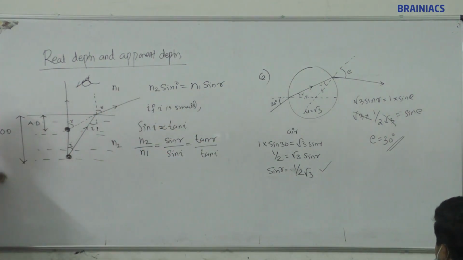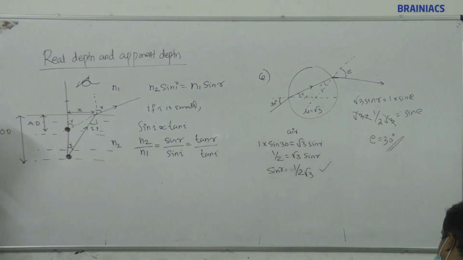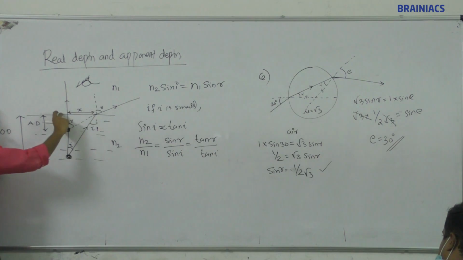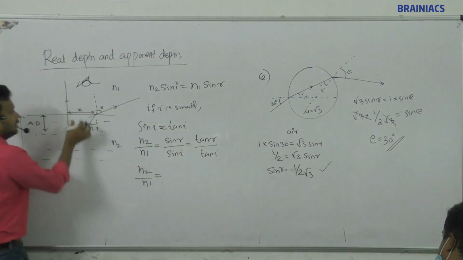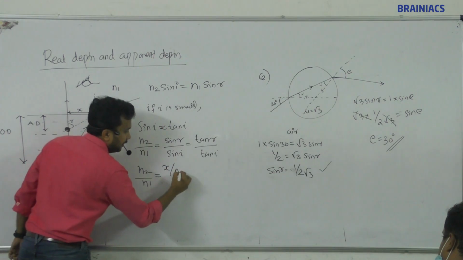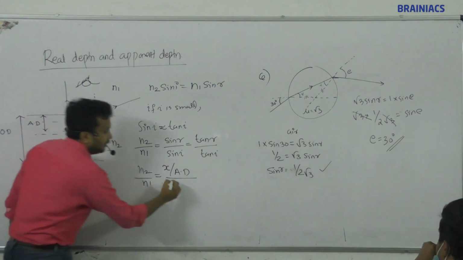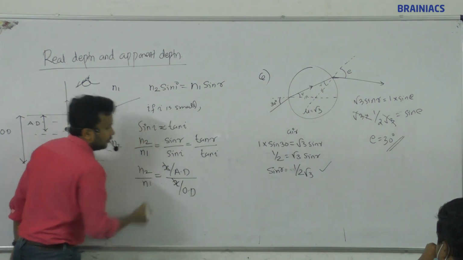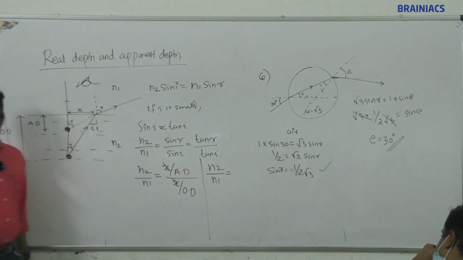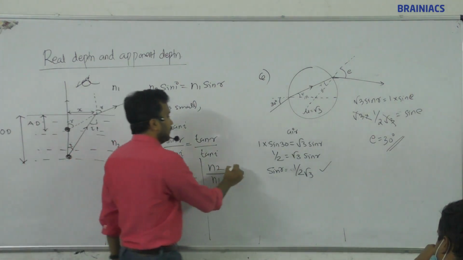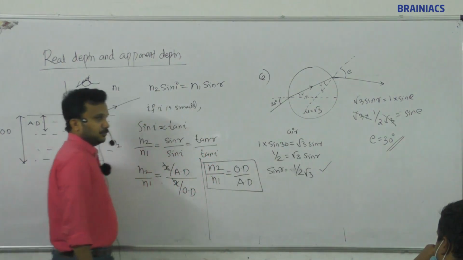What is tan R from this figure? For example, what is tan R? Opposite side by adjacent side. X by D. So n2 divided by n1 equal to tan R, which is x by apparent depth, whole divided by tan I, which is x by original depth. And x will get cancelled. So how can I write it further? n2 divided by n1 equal to the reverse, which means original depth by apparent depth. This formula you have to remember, many places you will use this one, OD by AD.